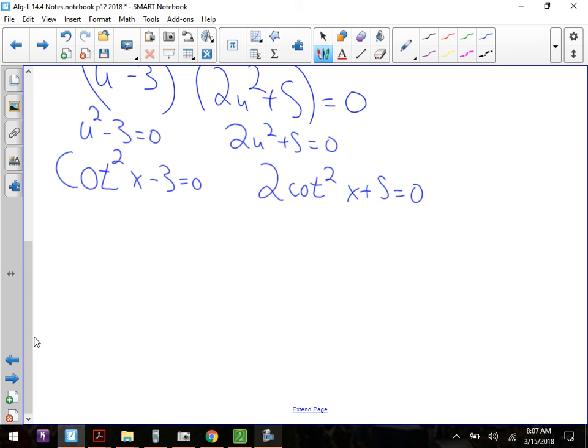So here, I just go through the process now. I add 3. I have cotangent squared x is 3. Cotangent squared x is the same thing as saying tangent squared x is 1/3. And then I take the square root. So I have tangent of x is equal to plus or minus 1 over square root 3. You okay with that? That just means what angle has a tangent of plus or minus 1 over root 3.